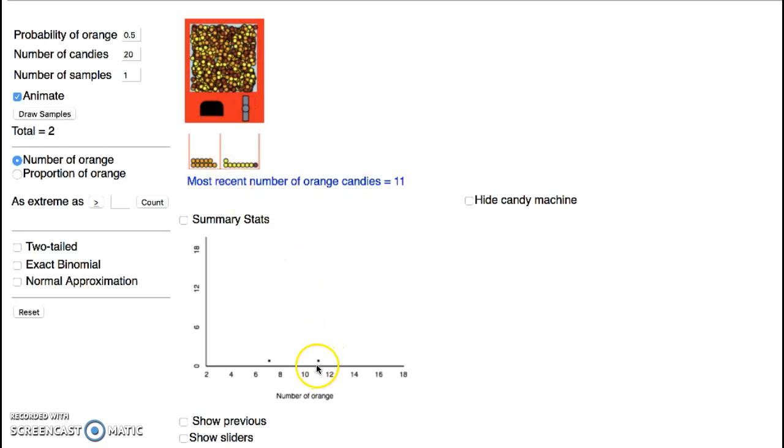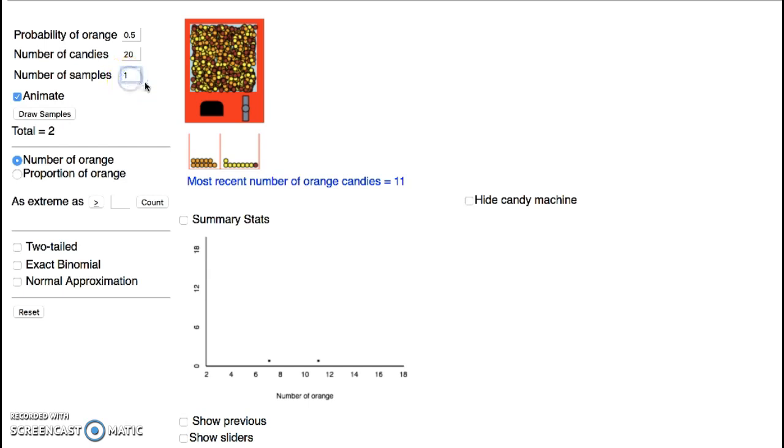And then we plotted 11. That first sample gave us 7. Now keep in mind before we had the option of between 0 and 10 orange candies. Now it looks like our graph only displays 2 through 18. Could we have 0 orange? Could we have 20? Sure, but those are pretty unlikely, so we've just chopped off part of our graph. So if we compare those numbers, the numbers we're getting are larger because we expect to see more orange in a sample of 20.